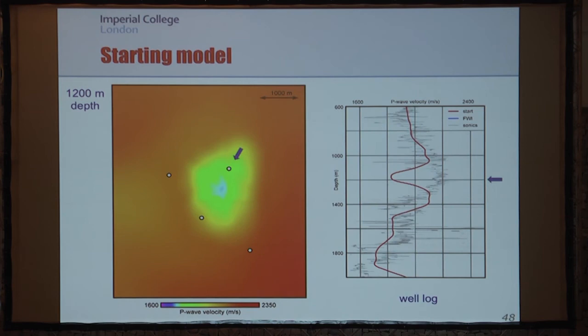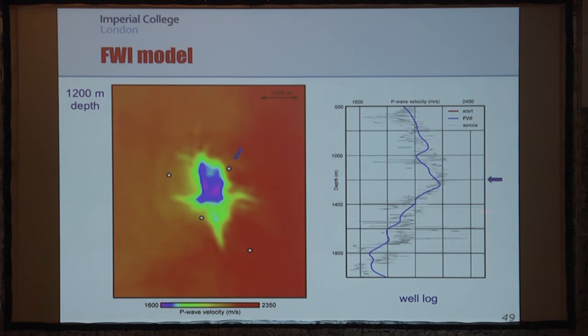So let me just show that again. This starting model was presumably made by an interpreter who looked at the seismic data and thought that in this region they could see evidence for gas in the section, and so they pushed the gas cloud out here, and that was clearly mistaken. Now that we've got the well, we can see that was mistaken, and the FWI does that and reproduces that. So tying to wells is a good way to validate things.